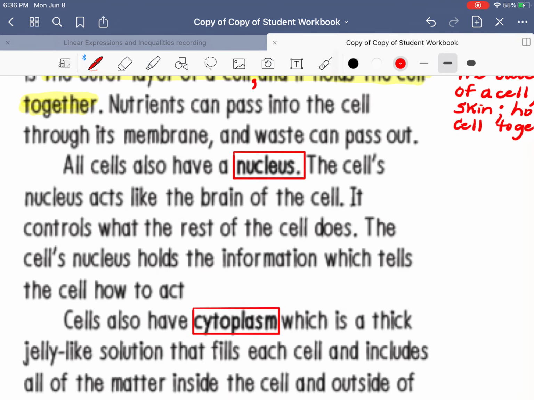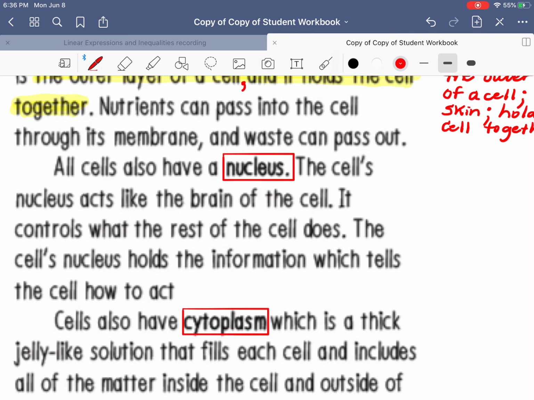All cells also have a nucleus. Again, that is not true. Red blood cells do not have a nucleus. There are other things that don't have a nucleus. This person did not do the research. The cell's nucleus acts like the brain of the cell. It controls what the rest of the cell does. The cell's nucleus holds the information which tells the cell how to act. Full stop.